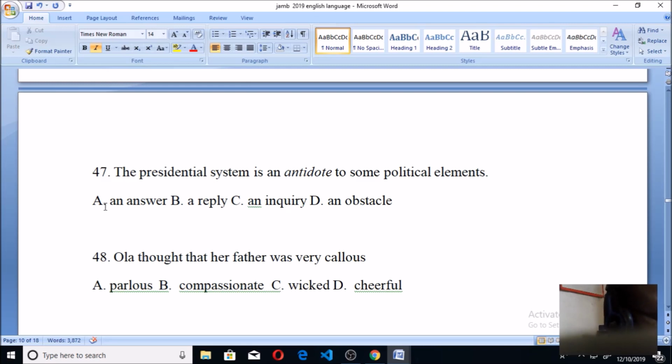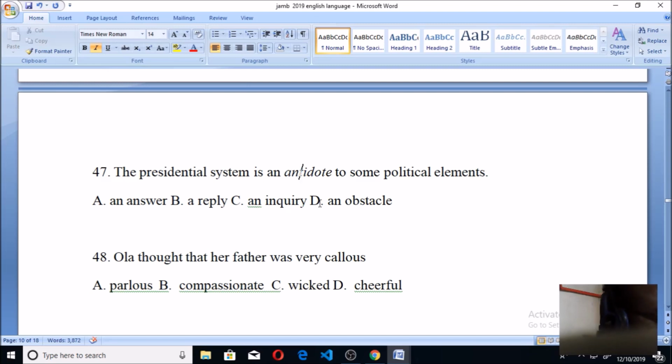A, answer, something said or written in reaction to a question or statement or a solution to a problem. So you can see both of them are similar. B, a reply, to say something or write something as an answer. You see, it's still in the same vein. Now C, an inquiry. An inquiry simply means to dig deep into something to get more information.